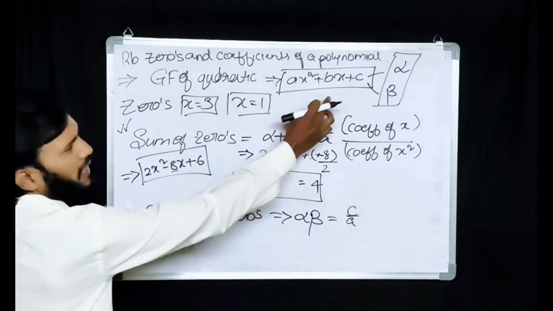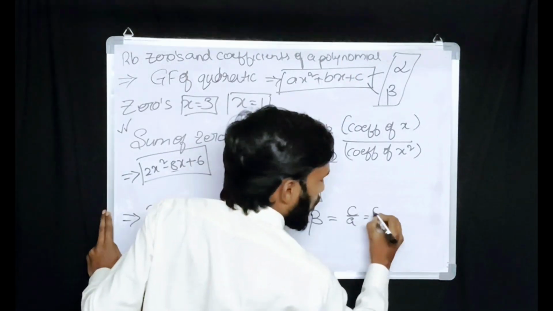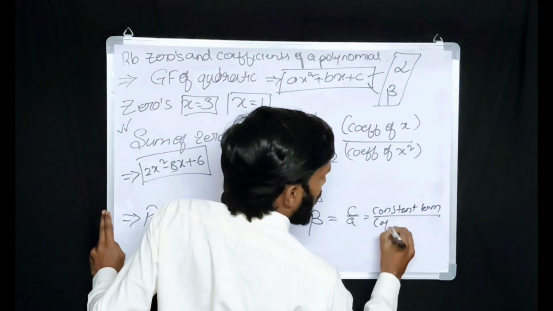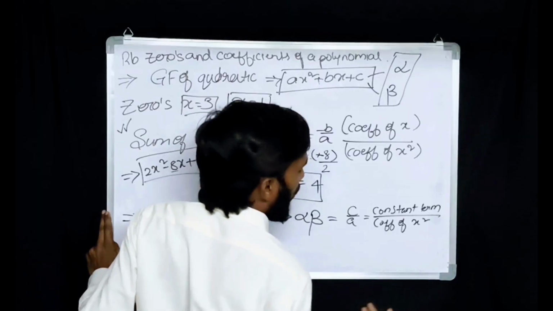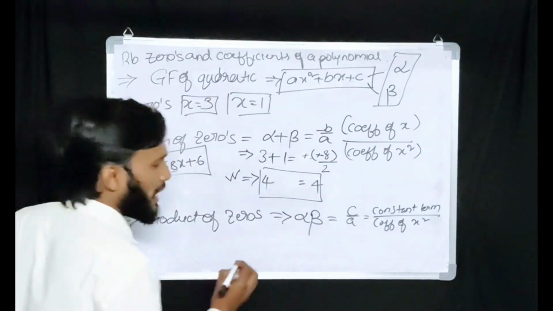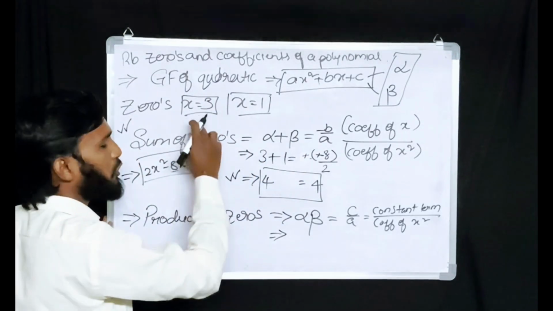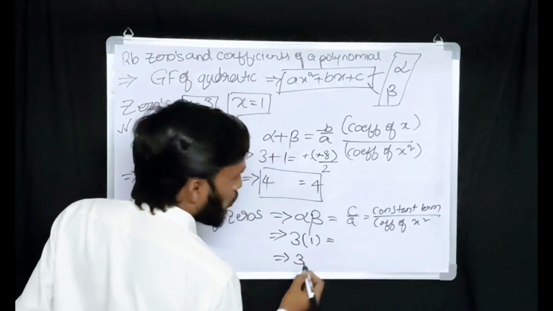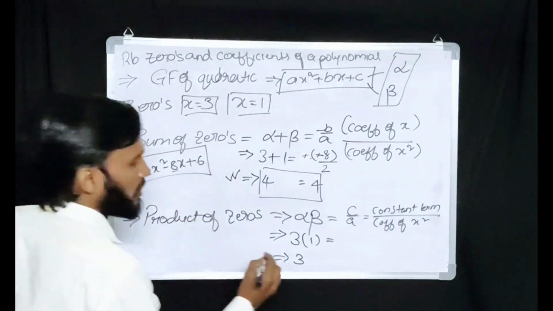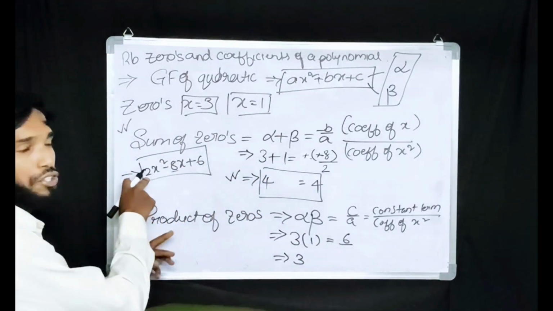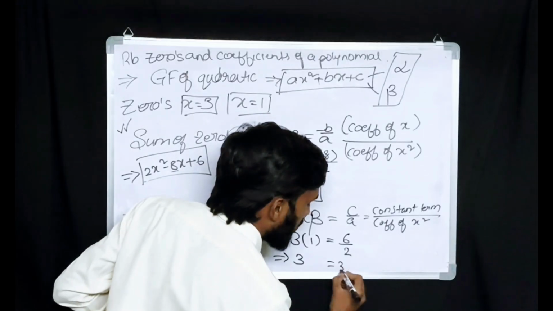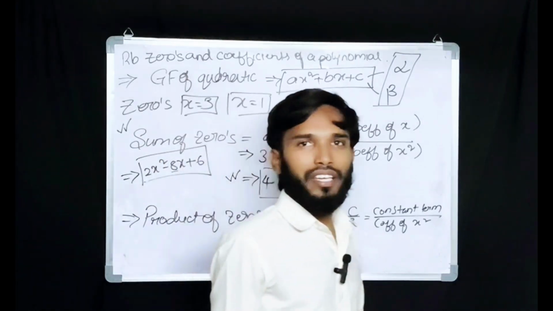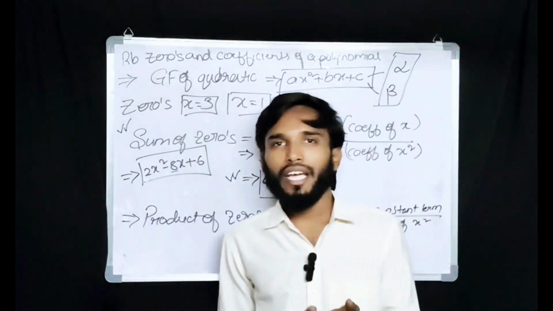C is what? The constant term. So the constant term divided by a, the coefficient of x². Now tell me alpha into beta. What are the zeros we got? 3 into 1 is equal to 3. Here, what is c, the constant term? 6. And what is a, the coefficient of x²? 2. So this is also 3. This is the relationship between the zeros and coefficients of a polynomial.